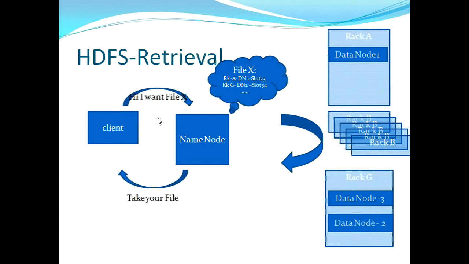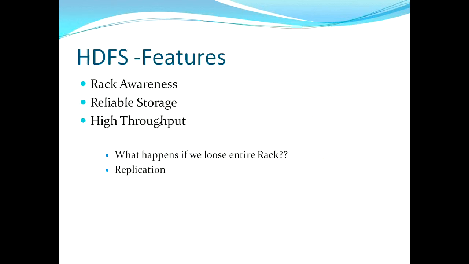In parallel, it also calls data node 3, which has slot 54, and data node 2, which has some slot. "I need those slots, guys." Boom, they get all the data. It integrates it again, and then sends it back to the client. "Take your file, Mr. Client." This is how it retrieves.